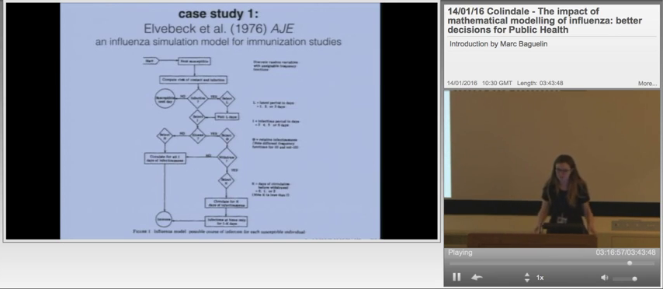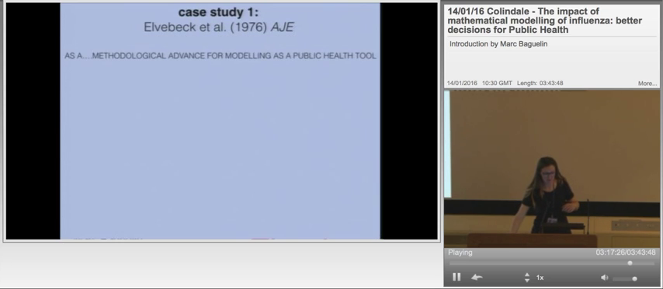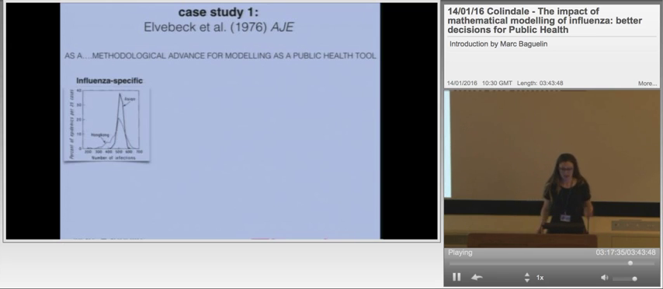So I'm going to give two case studies. The first one is the original 1976 American Journal of Epidemiology paper, which used an influenza simulation model. It was an individual-based one, and this just shows the flow diagram. These were people who were modelling individual people in their work, in their school, and then modelling the flu progression. So I really think that this is a pivotal paper in terms of methodological advance as a public health tool, for four reasons.